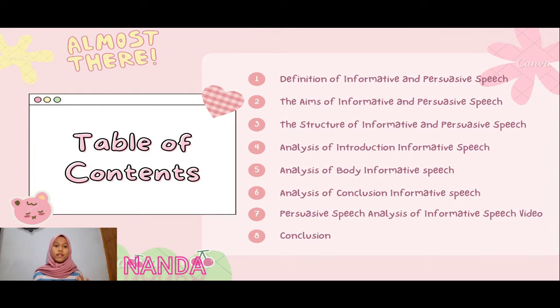In this presentation we would like to explain, first, the definition of informative and persuasive speech; second, the aim of informative and persuasive speech; third, the structure of informative and persuasive speech; fourth, analysis of the introduction of an informative speech; fifth, analysis of the body of an informative speech; sixth, analysis of the conclusion of an informative speech; and the seventh is persuasive speech analysis of an informative speech video, and the last is the conclusion.